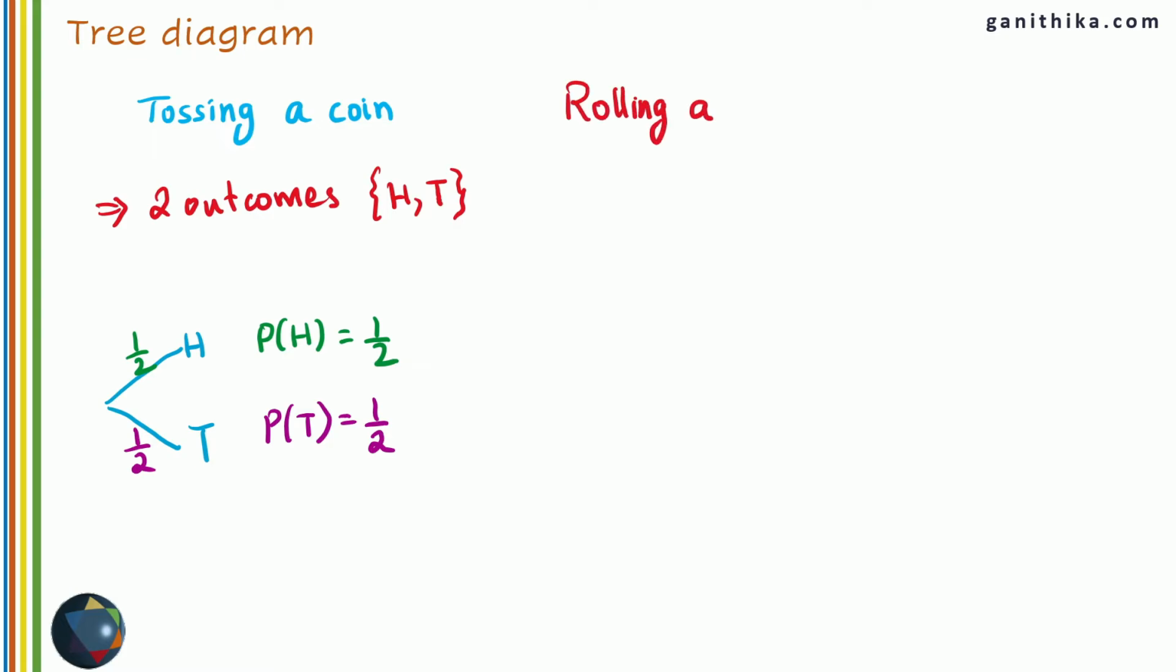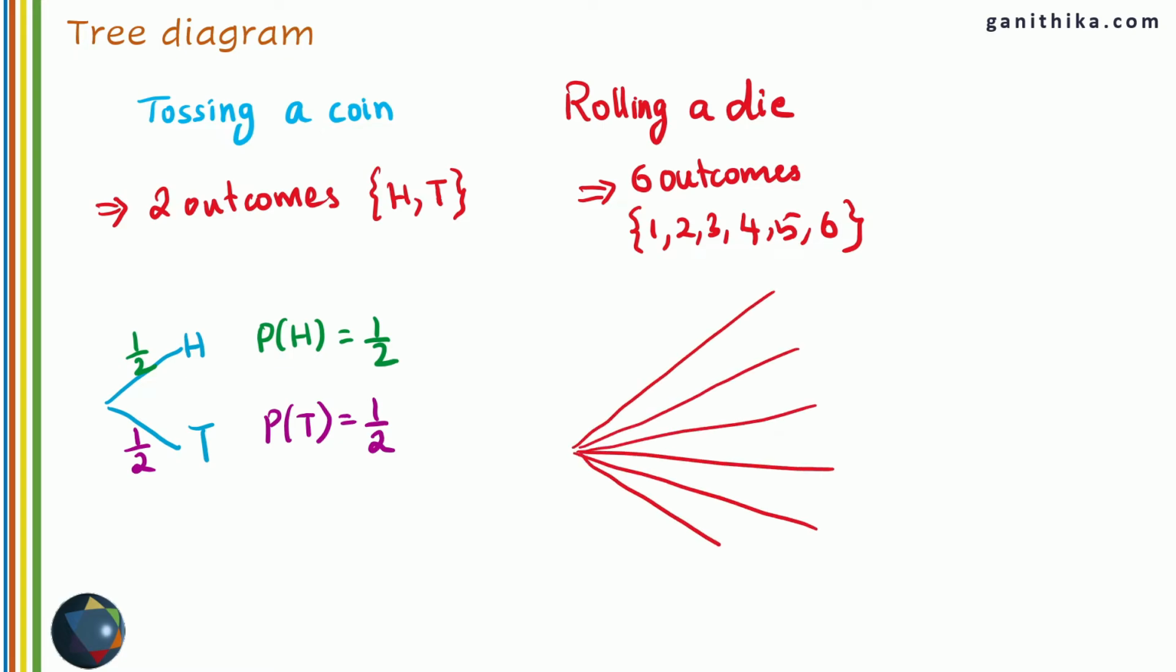We'll do the tree diagram for rolling a die. Can you try it yourself before looking into the further explanation in the video? How many outcomes are there? First of all, you need to see how many outcomes are there. 1, 2, 3, 4, 5, 6. There are 6 outcomes. Therefore, you will have 6 branches for each of the outcomes. The outcomes will be written at the end of the branches. On the branches, you will write the probability of each outcome.